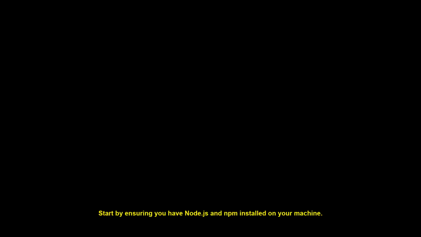Start by ensuring you have Node.js and npm installed on your machine. Open your terminal or command prompt. Create a new directory for your Lighthouse CI project. Navigate into that directory using the command line. Initialize a new Node.js project with the command npm init.